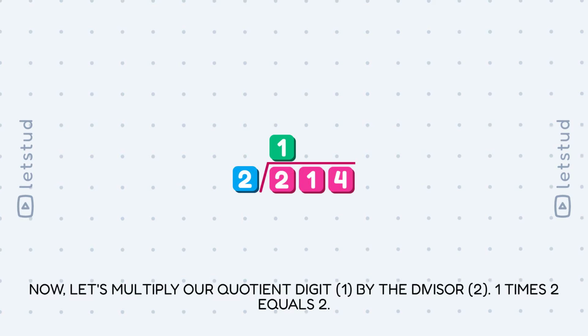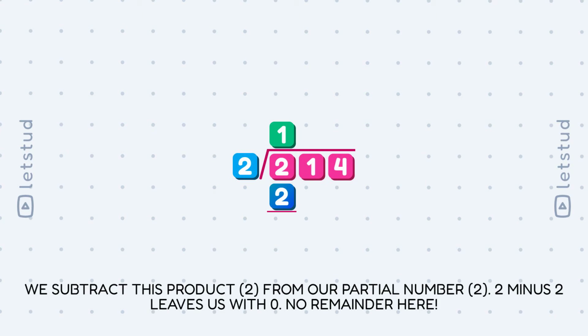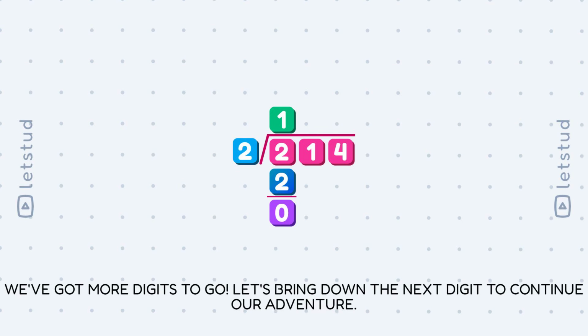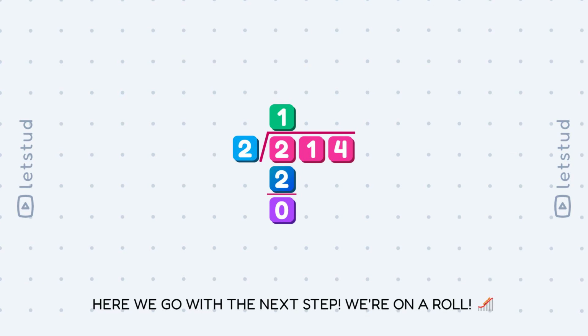Now let's multiply our quotient digit 1 by the divisor 2. 1 times 2 equals 2. We subtract this product 2 from our partial number 2. 2 minus 2 leaves us with 0, no remainder here. Great job, you're crushing this. We've got more digits to go. Let's bring down the next digit to continue our adventure. Here we go with the next step.